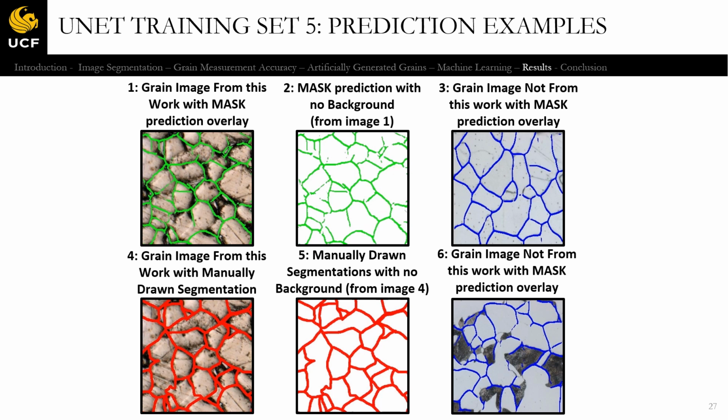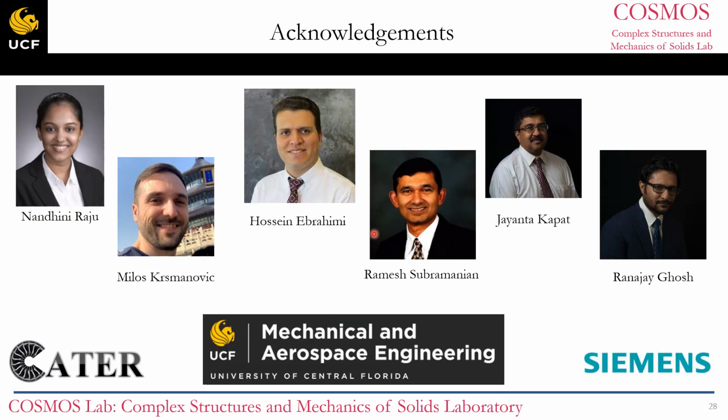I don't know if I have a conclusion slide or not. No, I don't. So I think the future will be a combination of artificially generated grains on a wide array of grains with manual segmentation, and if you use that combination, then you could develop a very robust neural network at just standard prediction of grains, and it would be able to do this across different metallic materials, and I think that's the future of this science.